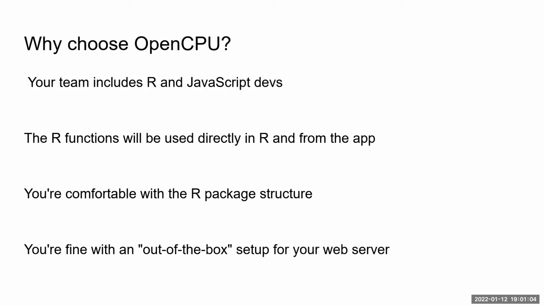Lastly, one limitation: you have to be okay with an out-of-the-box setup for your web server. Remember how I showed you those paths to the exact R functions? If you wanted more fine-grained control, and say, I want my API endpoint to be /predict or /model or whatever, you really can't do that with OpenCPU, at least not easily. You have to use the directory structure: library name of your package, then name of your function.